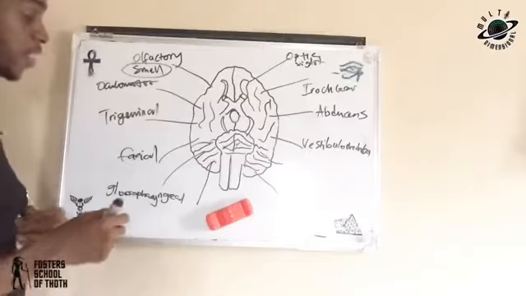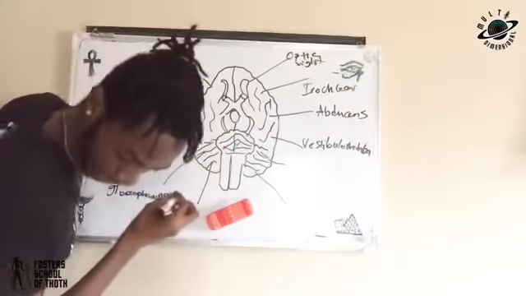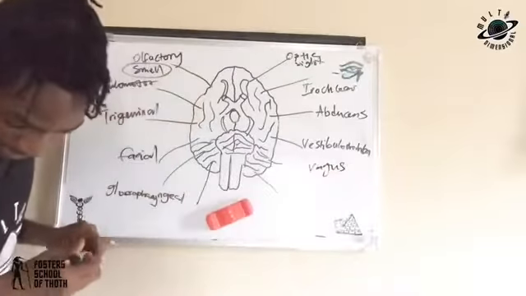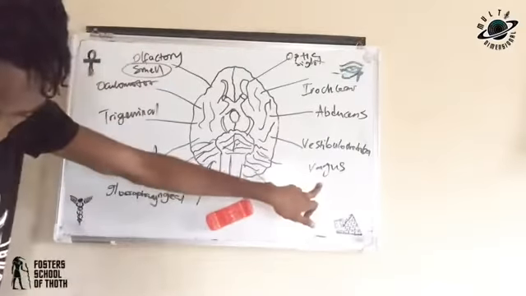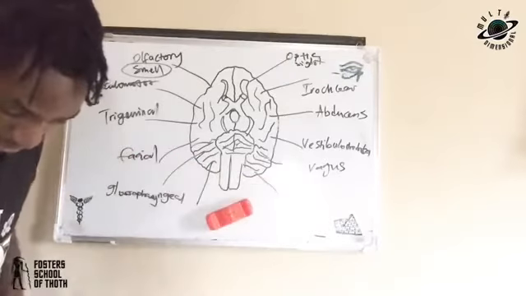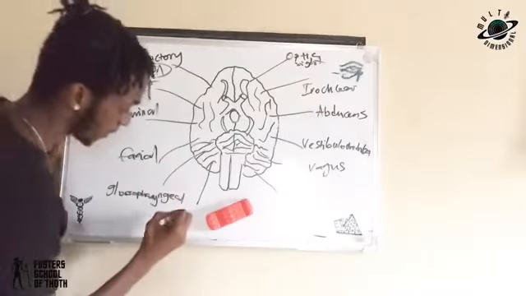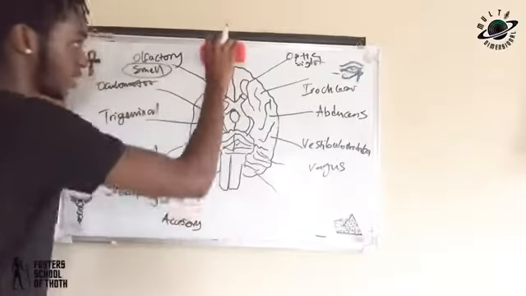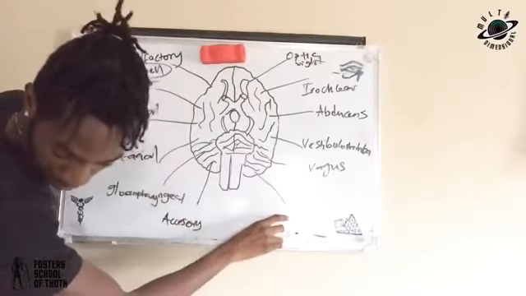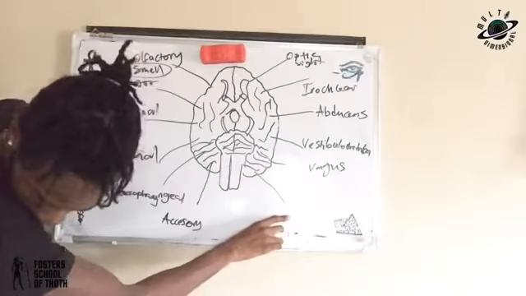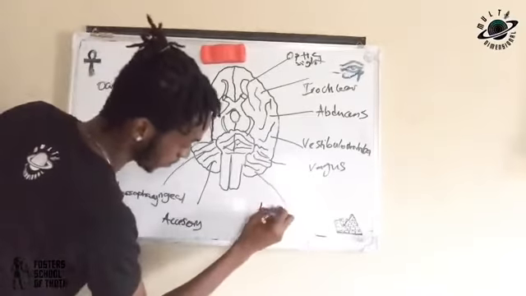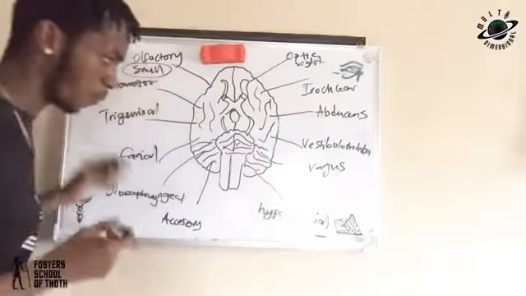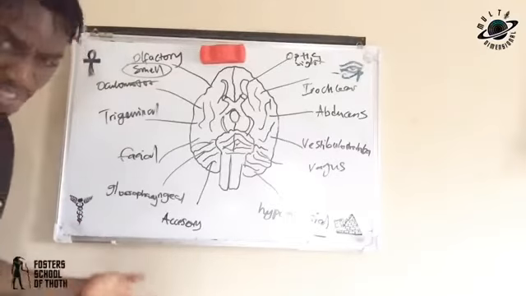Now, the 10th cranial nerve has to do with the vagus, V-A-G-U-S. The 10th has to do with heart rate and digestion. The 11th has to do with the accessory. It's called accessory. And the 12th, of the 12 cranial nerves, has to do with the hypoglossal. So, boom, these are the 12 disciples of Christ.